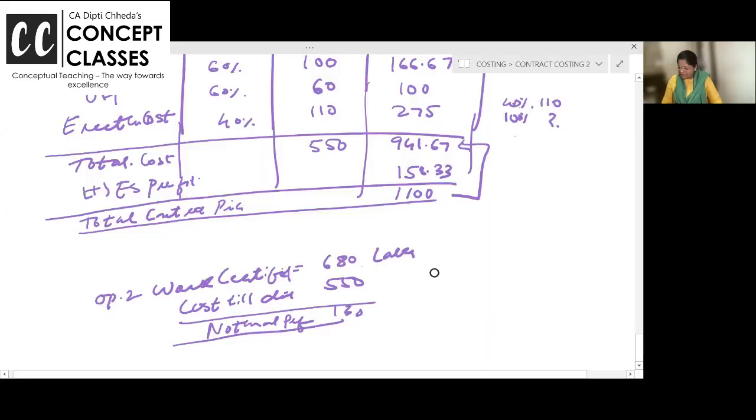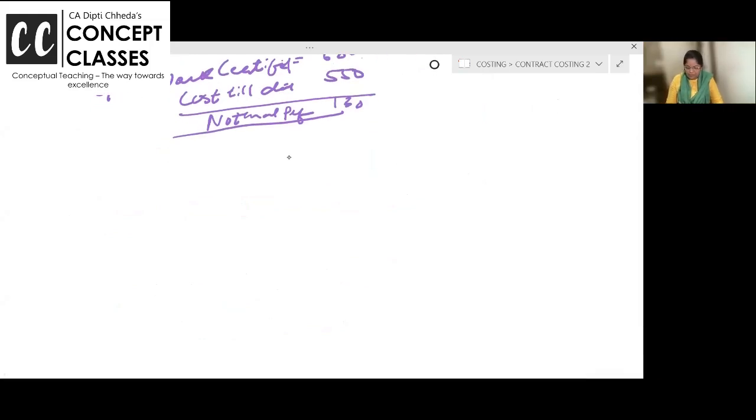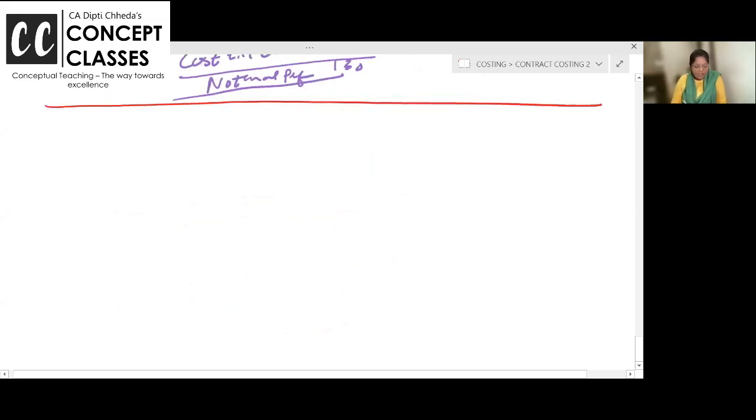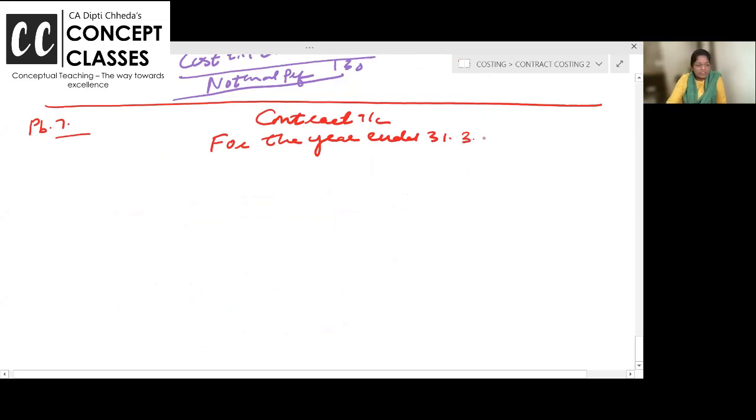There are 2-3 ways of solving this question. Let us see the best way we can solve it. All right. Let us start with problem number 7. I am making the actual contract account because this is the actual figure for the year ended 31st of March 2008. After that the contract is going on till September 2008.